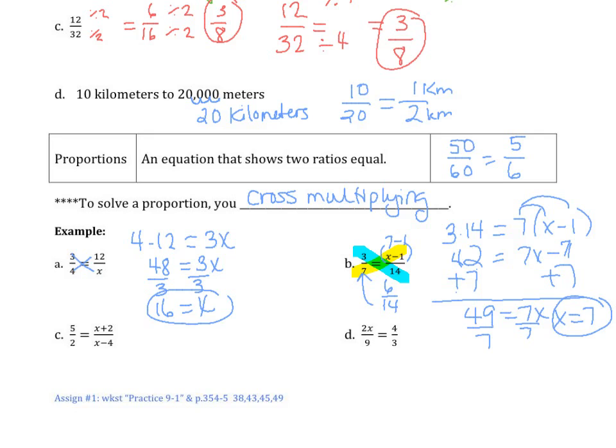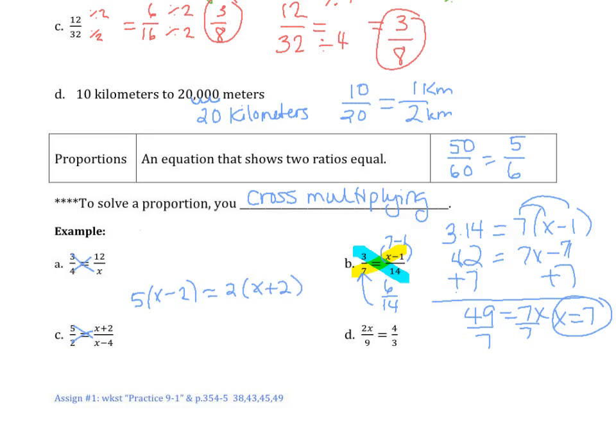All right, let me erase this example here so I can have some space to work. All right, so again, we're going to do our cross products here. So it's going to be 5 times (x minus 2) is equal to 2 times (x plus 2). Go ahead and distribute. 5x minus 10 is equal to 2x plus 4.